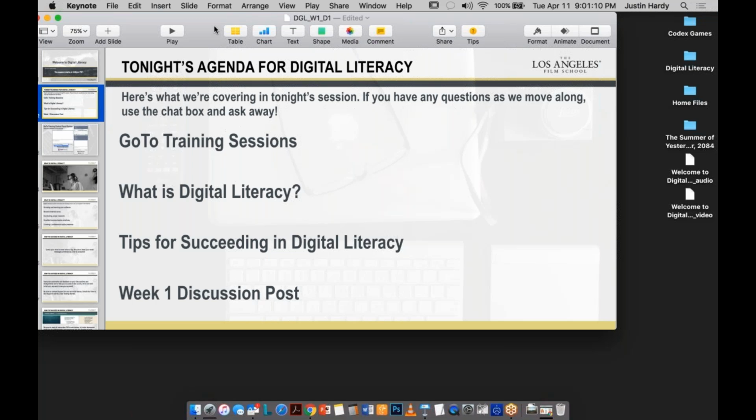So here are some of the items under our agenda tonight. We're going to talk about go-to training sessions as a whole. We're going to talk about digital literacy as a concept, some tips for succeeding in digital literacy, and your week one discussion post. That's going to be the first half of our time here tonight. And then the second half is going to deal more with your assignment and then some of the expectations for how you're going to turn that in.